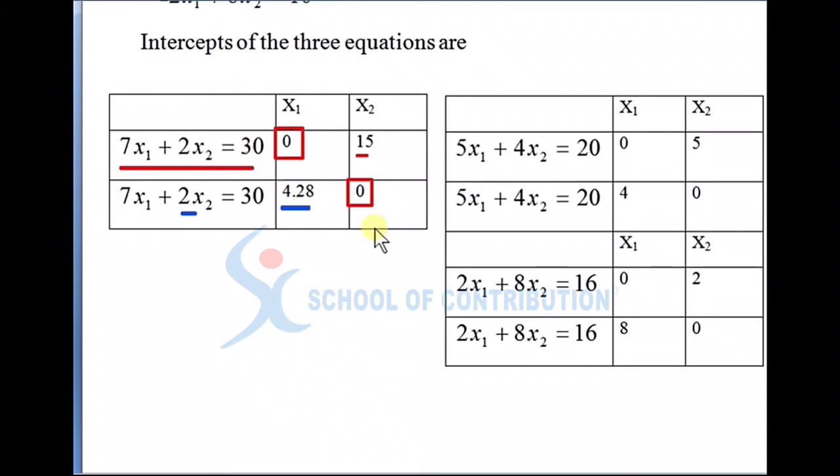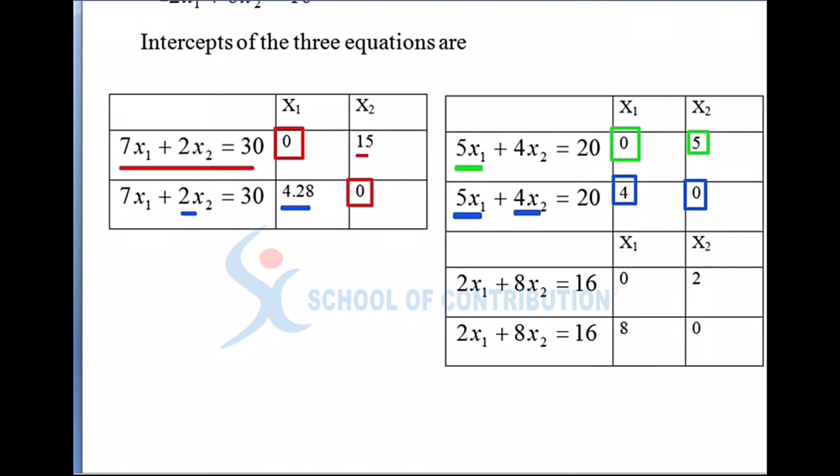Okay, so this is the intercept for the first equation. For the second equation, we see that when x1 is 0, this term is 0, the value of x2 equals 20 divided by 4, means 5. Okay, this is 5. On the other hand, when x2 is 0, this term will be 0, and x1 equals 20 divided by 5, means 4.